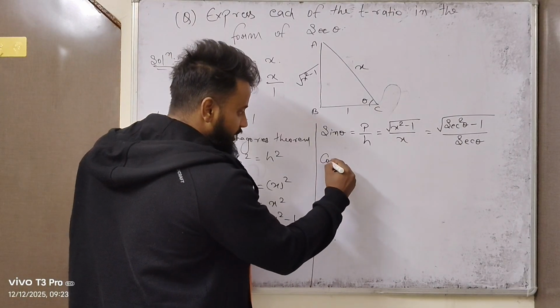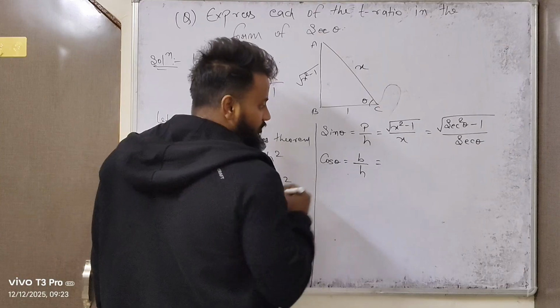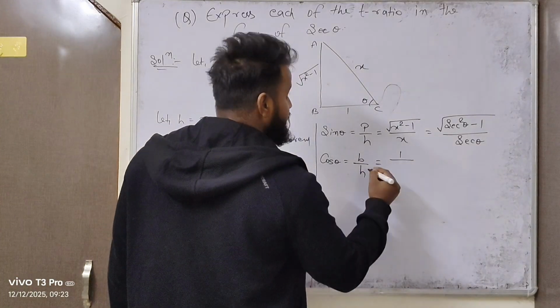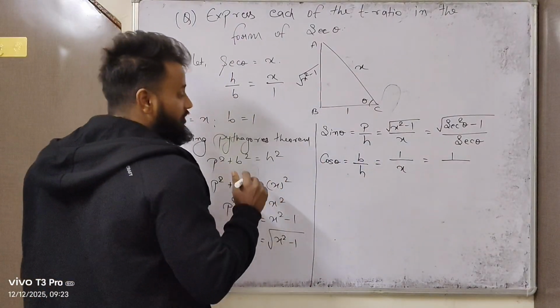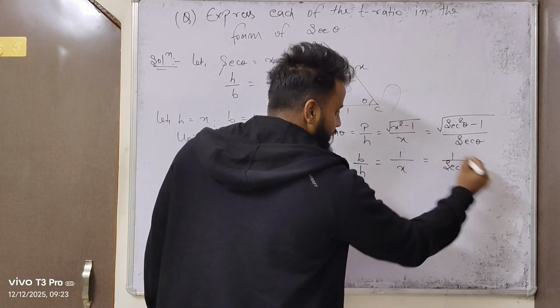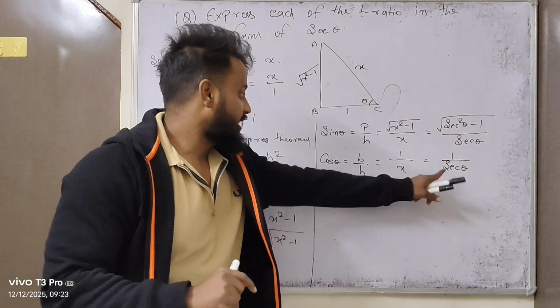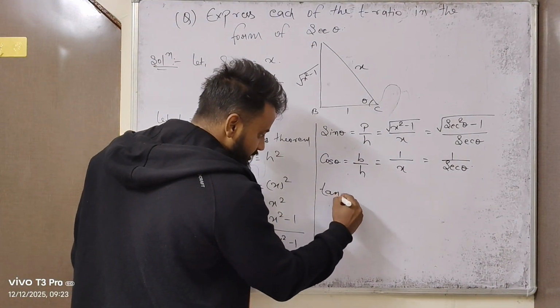Now coming to cos theta. We know that this is b by h. Base for us is 1, and h means hypotenuse, that is x. Now 1 by x, and x we had supposed to be sec theta. So it is going to be 1 by sec theta, and we know that sec theta is the reciprocal of cos theta. It is proved.